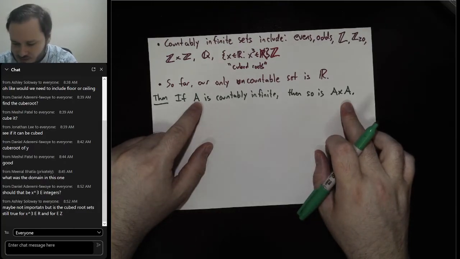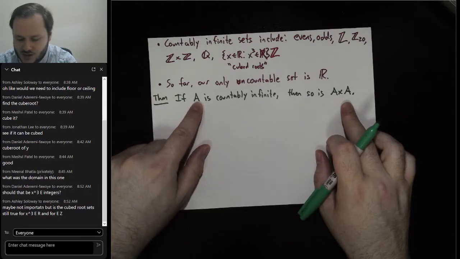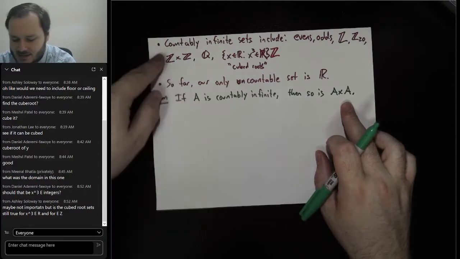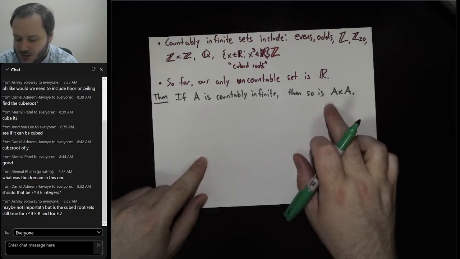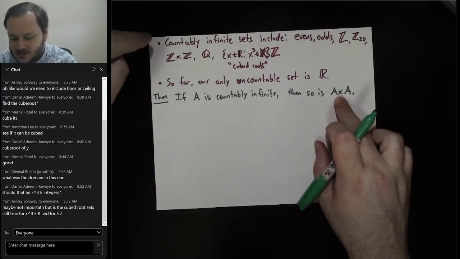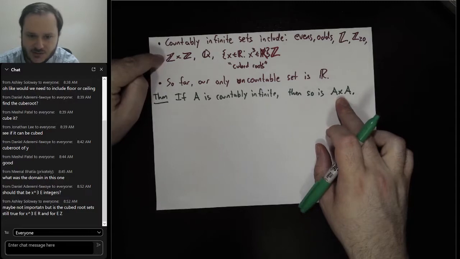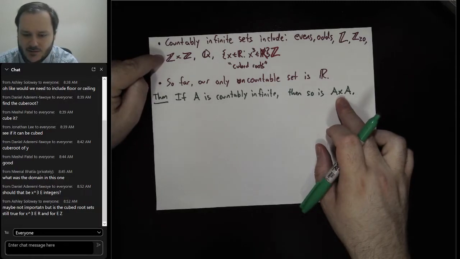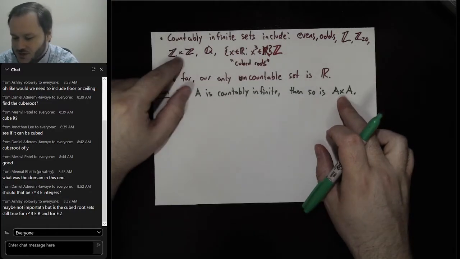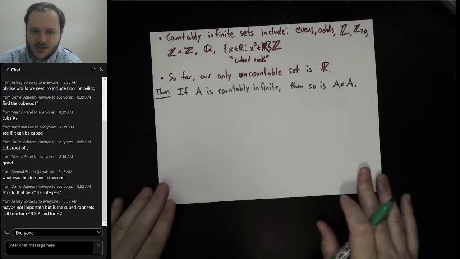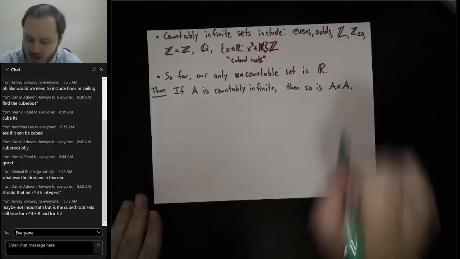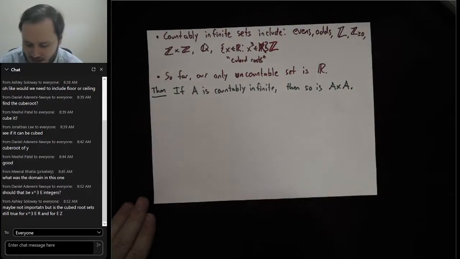And you can sort of see how this goes. If there's a bijection from A to the integers, then there's a bijection from A cross A to the integers cross the integers. Just got to do a little bit of work to make that true. And then there's a bijection from here to here. And so we're countably infinite. So you can take cross products, you still stay infinite.